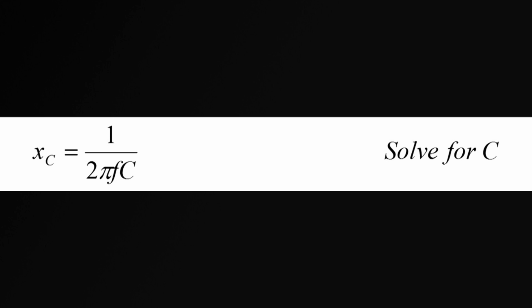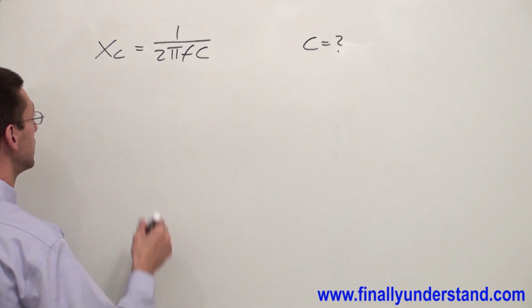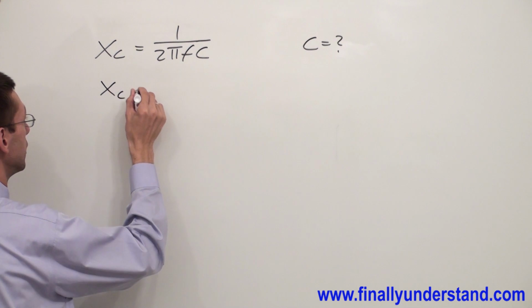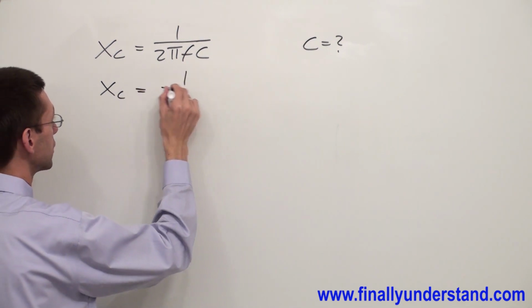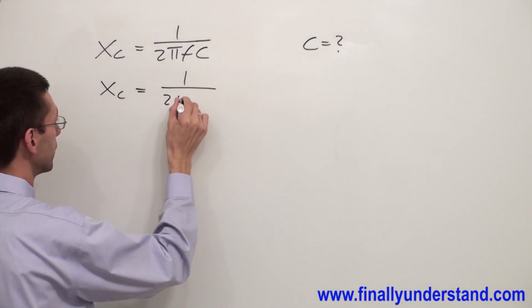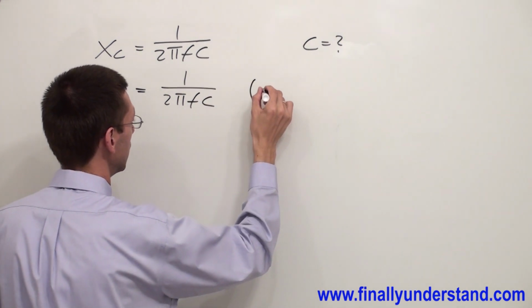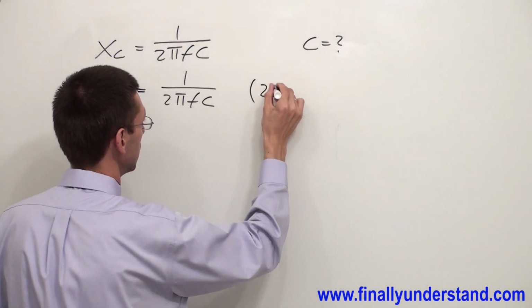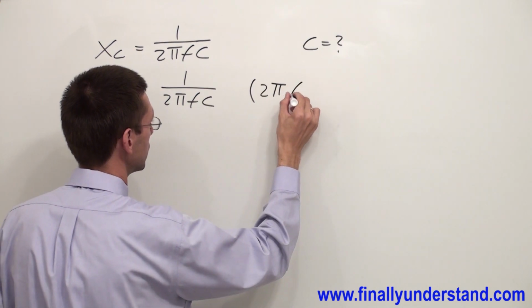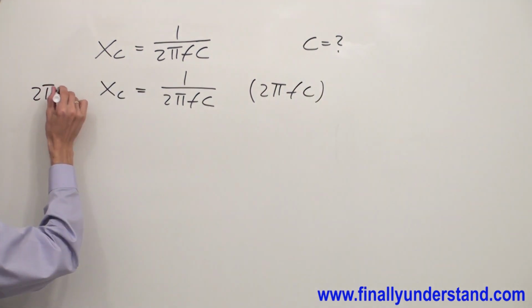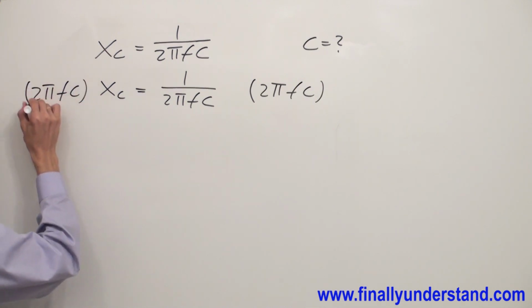We have to solve this formula for c. Okay, c is the part of the fraction. So anytime we want to eliminate the fraction in order to pull out c, we have to multiply both sides of the equation by the denominator. Always by the denominator. So I'm going to multiply the right side by 2 pi fc and the left side by 2 pi fc.